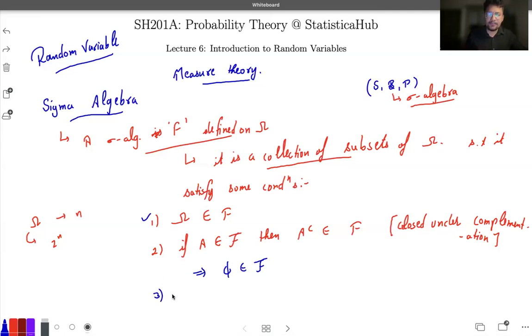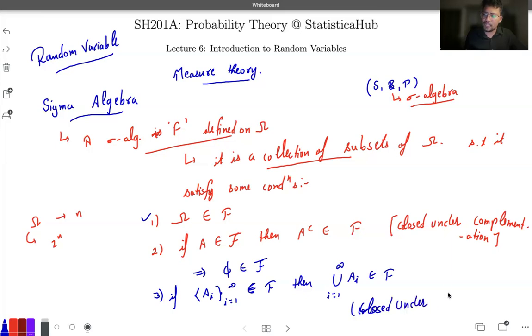Moving to the third condition, that says that if you are having some elements A_i, where i can be 1 and go till infinity, that means we are having A1, A2, A3, and so on, till A infinity. If they are belonging in F, then their union, i running from 1 to infinity, A_i, must belong to F. This particular property is known as closed under countable unions.